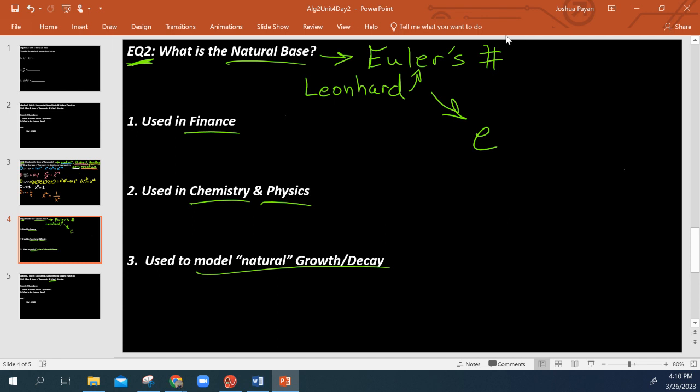You'll always see it denoted with a little e, right? And again, that E stands for Euler. It also just means natural base. So it is synonymous with the natural exponential base.